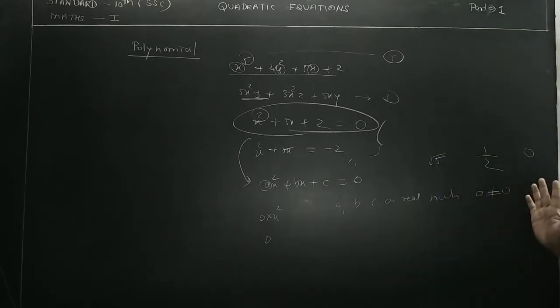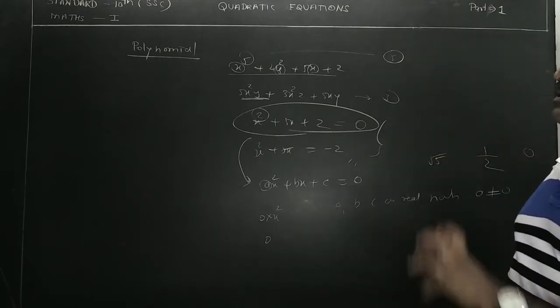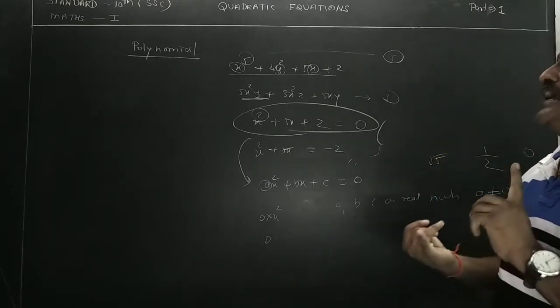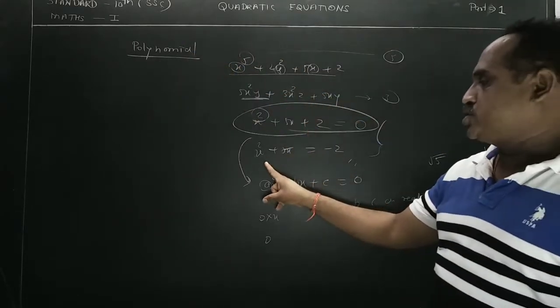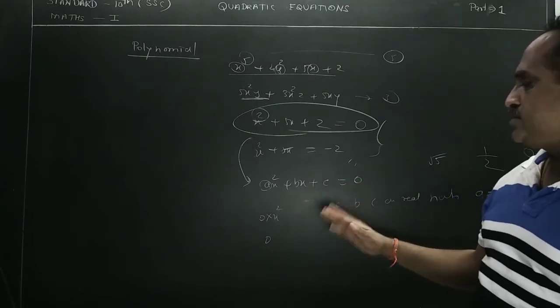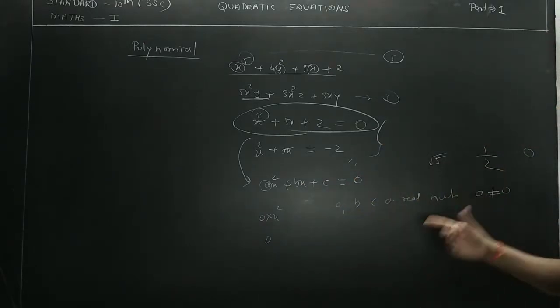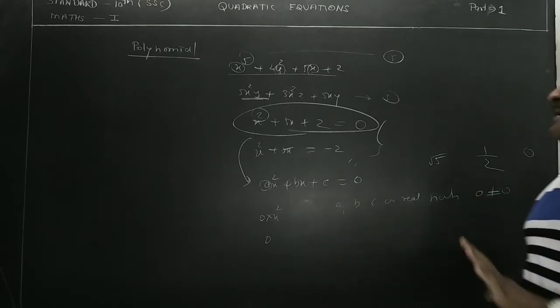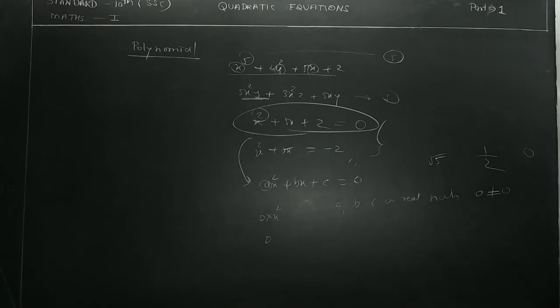So have you understood this condition? I think you have understood the concept of quadratic equation. It is the equation of a polynomial having highest index 2. The general form is ax square plus bx plus c is equal to 0, and the condition is a, b, c are real numbers, but a should not be 0. Have you understood this? Got it now?